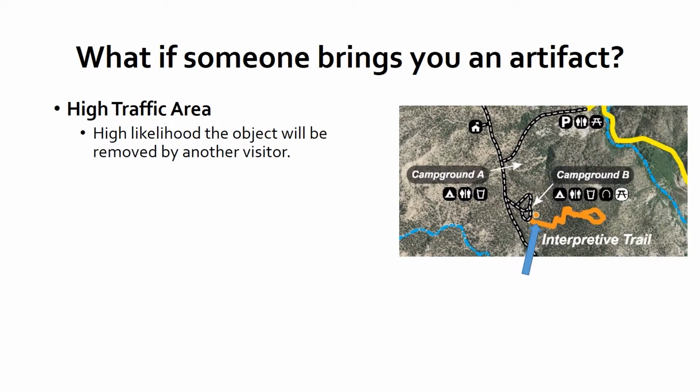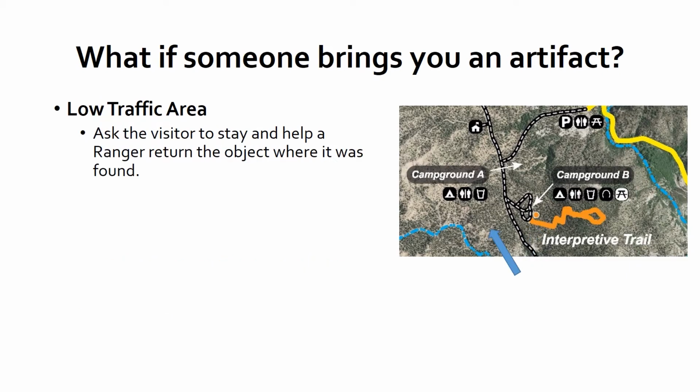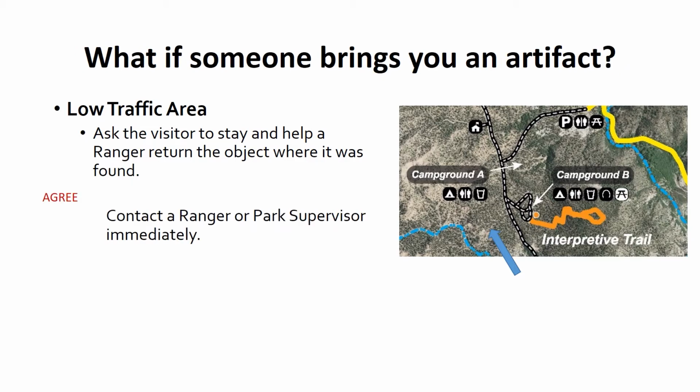If the object was removed from a high traffic area, or there's a likelihood that the object will be removed by another visitor, take the object and location information to a ranger or park supervisor immediately. If the object was removed from a low traffic area, ask the visitor to stay and help a ranger return the object where it was found. If they agree to do so, contact a ranger or park supervisor immediately.